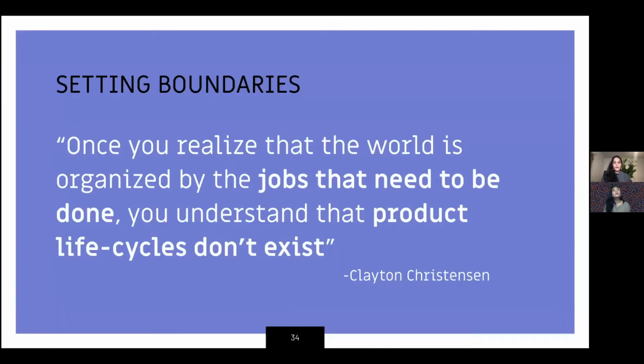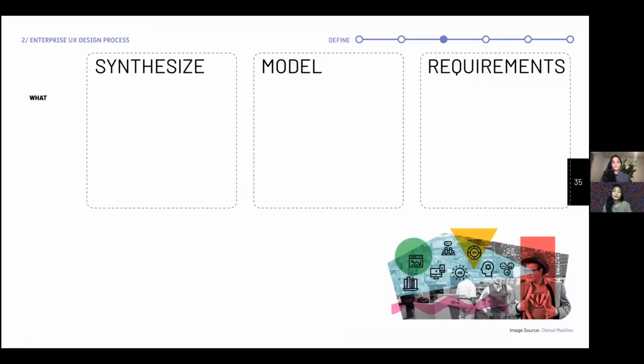Moving on, we are going to move on to our definition stage, that is setting boundaries. Now you have understood what your job, what your users do. So now it's about diverging and consolidating all of that. Once you've realized that the world is organized by the jobs that need to be done, you understand that product life cycles don't exist. Again, this phase is about synthesizing, modeling, and gathering requirements.